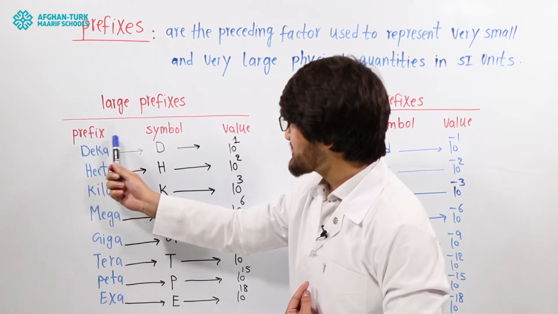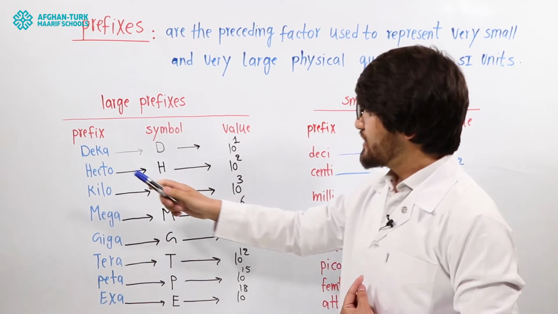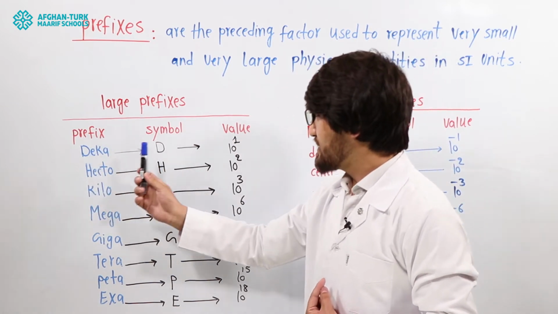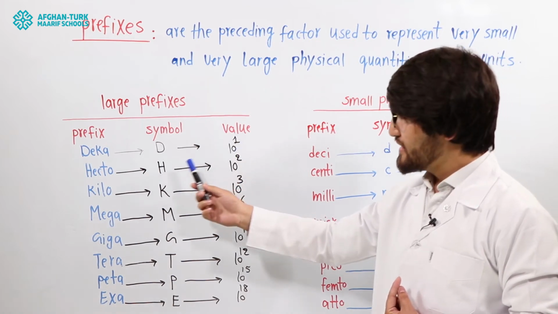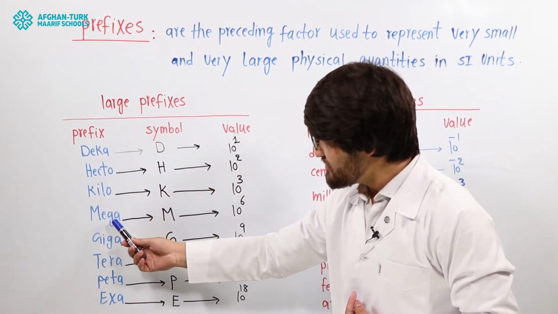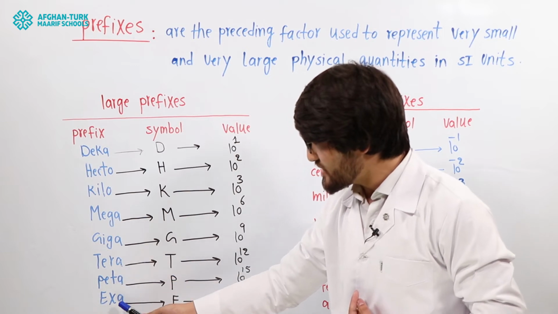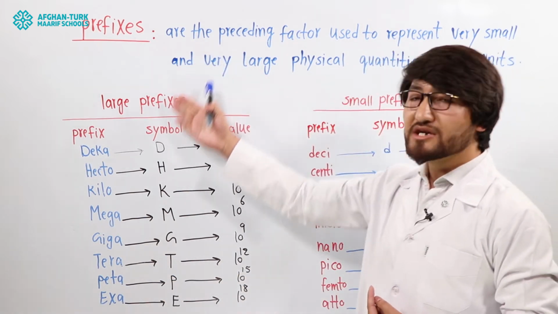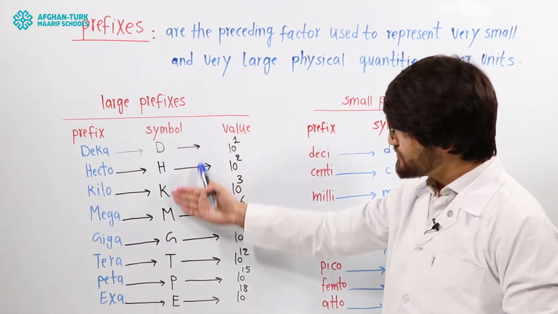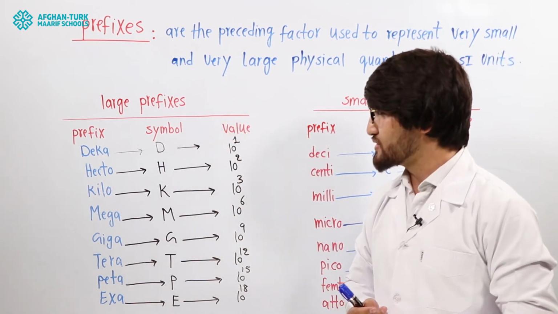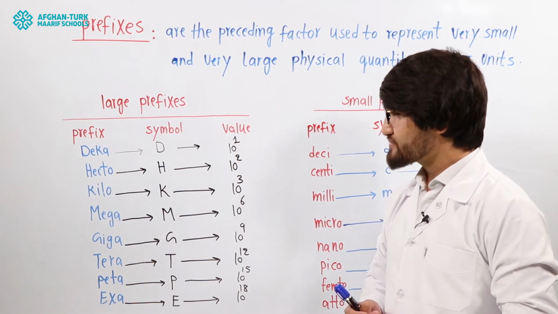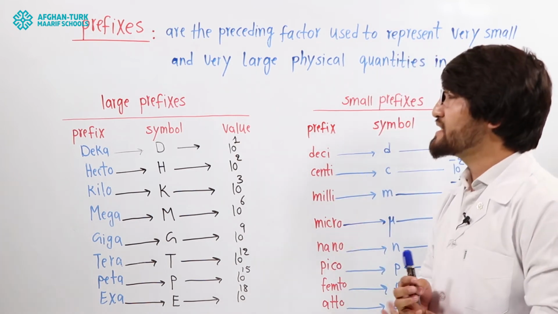Let's discuss prefix, symbol, and value. Here we have deca. The symbol of deca is D, and the value is 10 to the power of 1. And hecto, kilo, mega, giga, tera, peta, exa. They are all large prefixes, and the symbol and the value of each of them I have written on the board. You can write them down, and you should also memorize each of them.